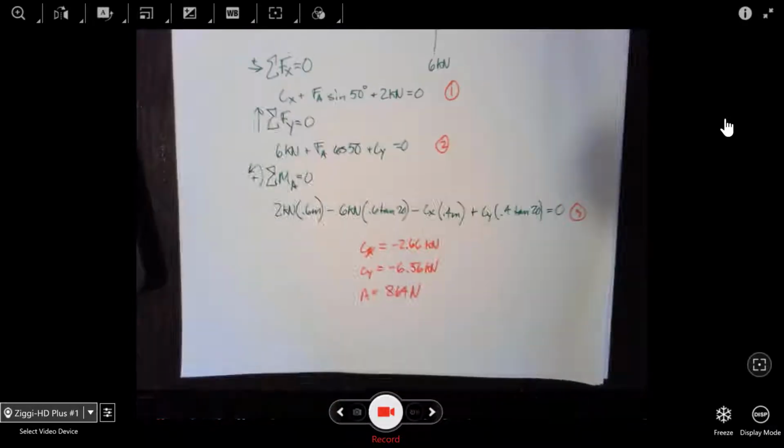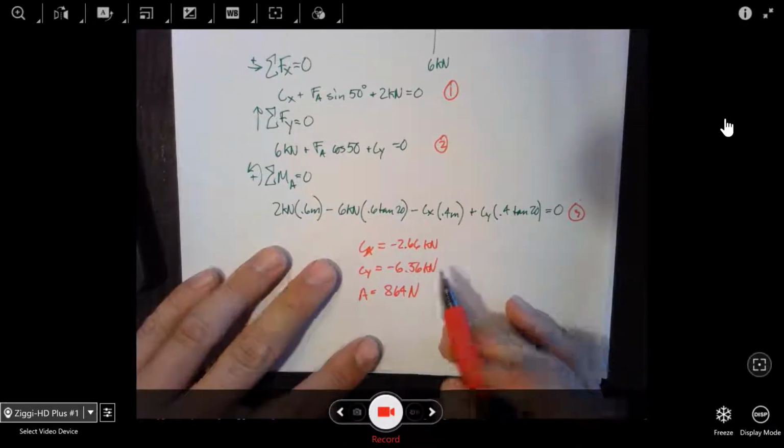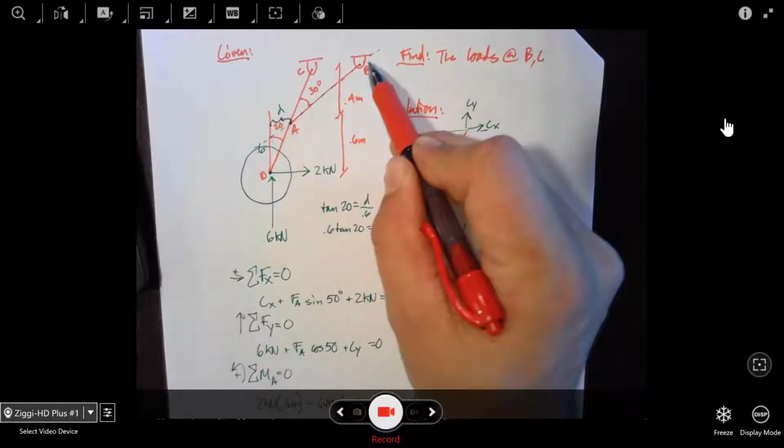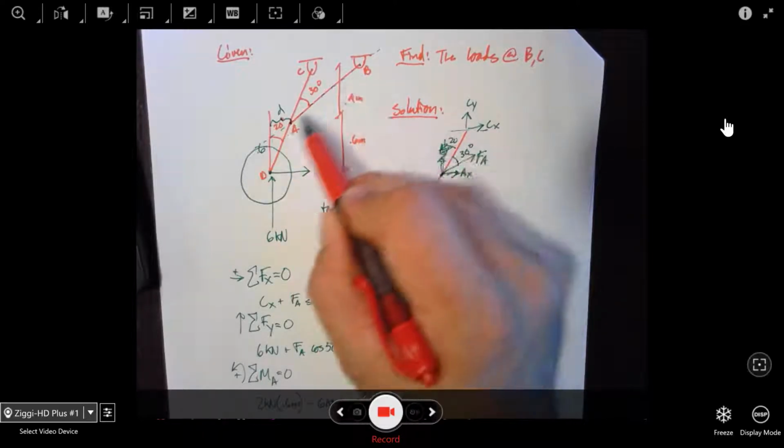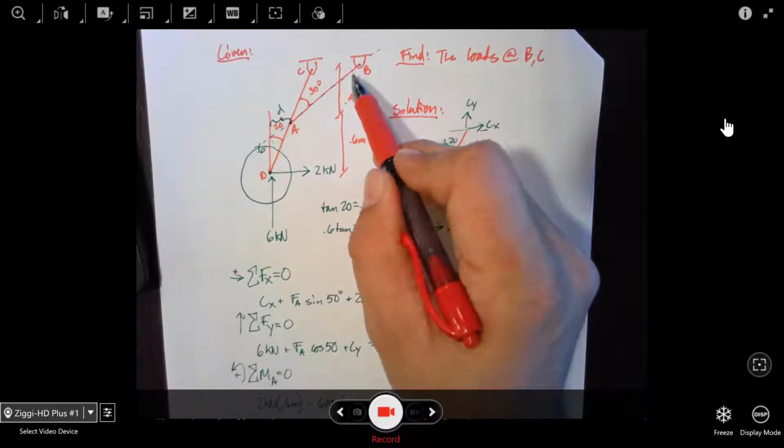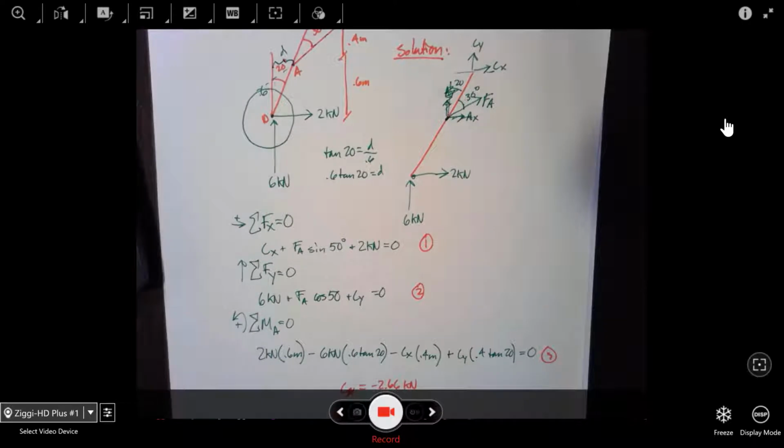Okay? So you can see from going forward, being able to identify these two-force members is going to be critical to being able to solve problems like this.